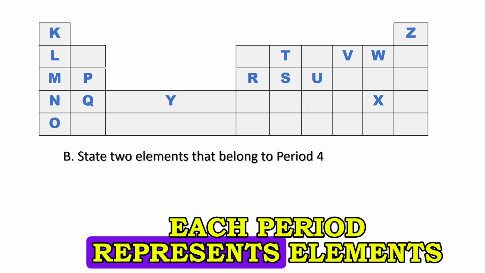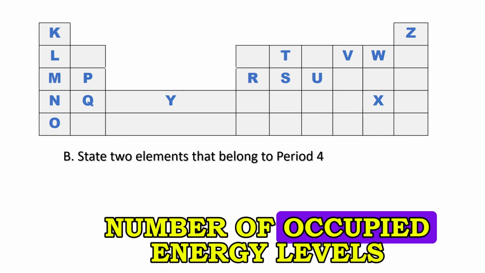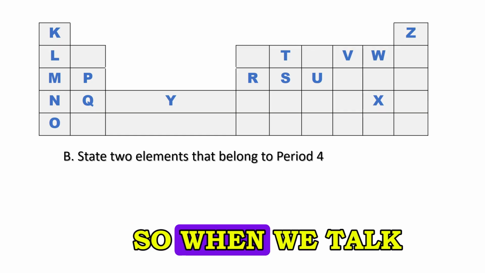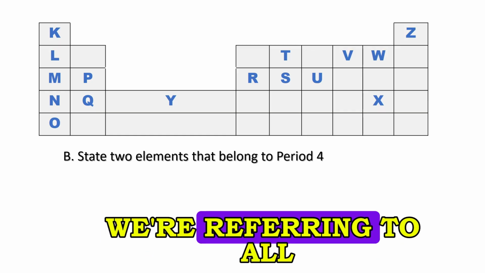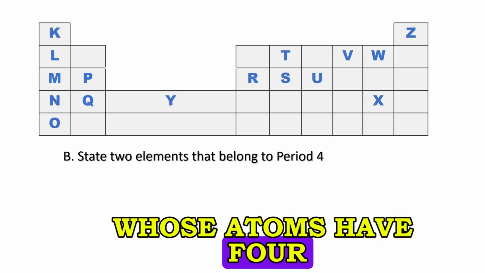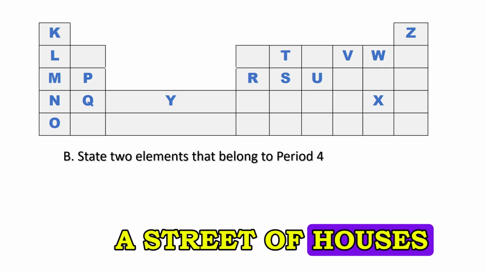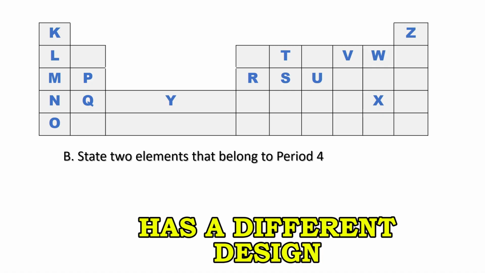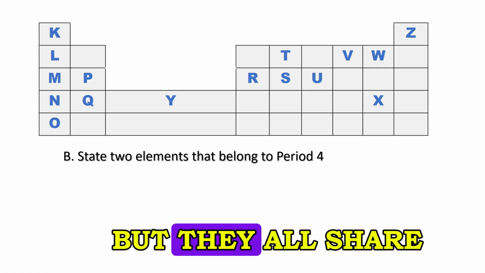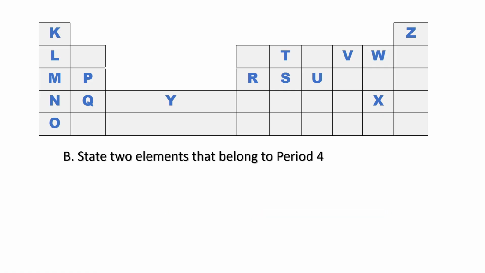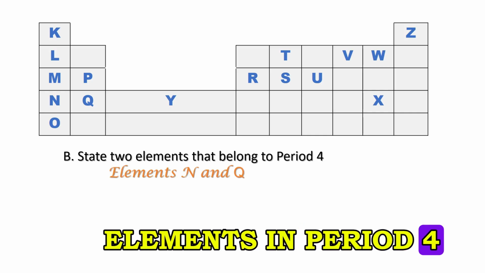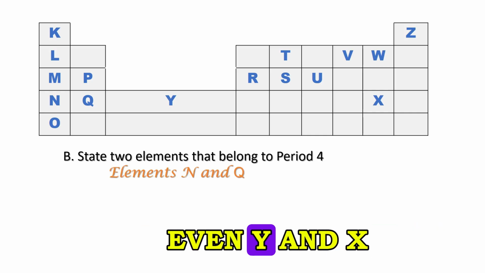Each period represents elements that have the same number of occupied energy levels. So, when we talk about period 4, we're referring to all the elements whose atoms have 4 occupied energy levels. It's like moving across a street of houses. Each house or element has a different design, but they all share the same number of floors. For this case, the elements in period 4 include N and Q, even Y and X.